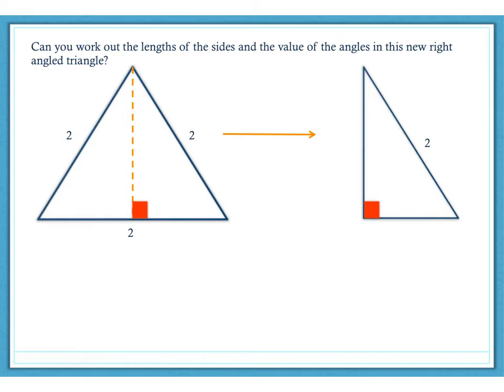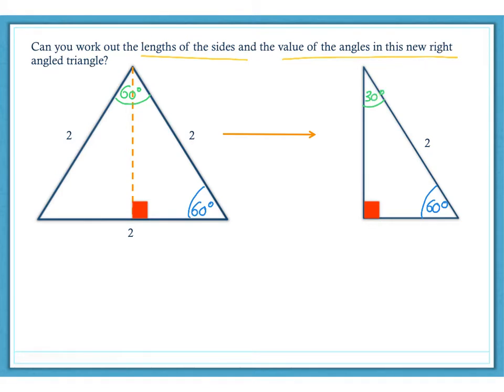Can we now work out the lengths of the sides and the value of the angles in this new right angle triangle? Yes, we can. We know that this angle here in the equilateral triangle is 60 degrees, and it's the same as this angle here in the right angle triangle, so that's 60 degrees. We know that the overall angle at the top here is 60 degrees, which means this angle here is half of that value, so this is 30 degrees.